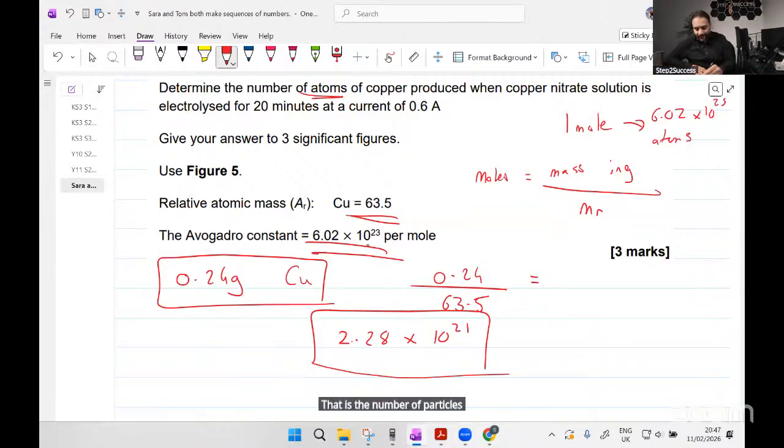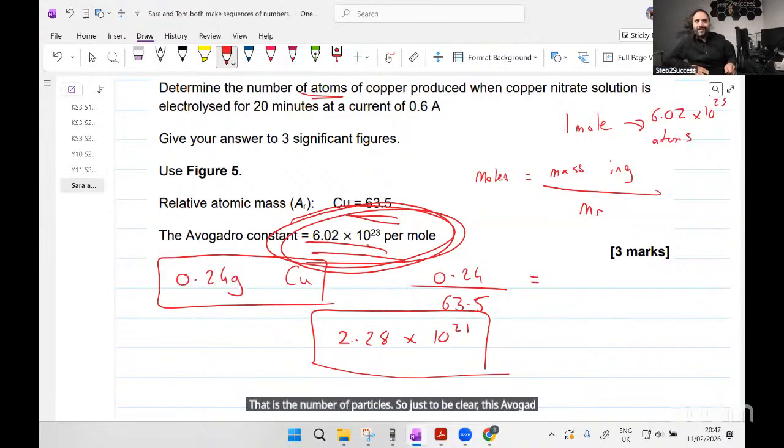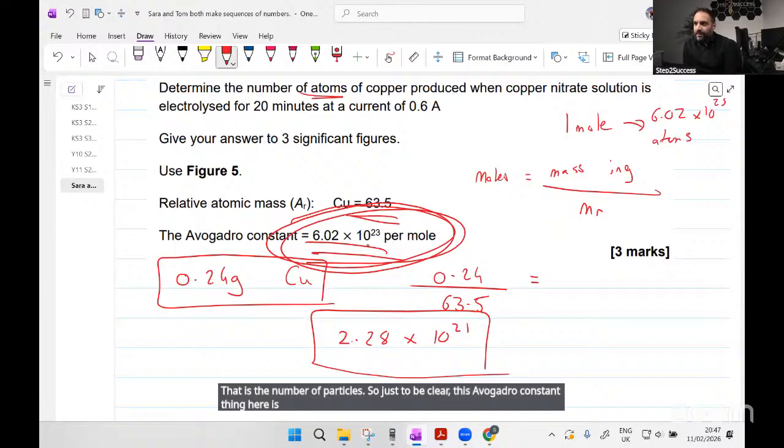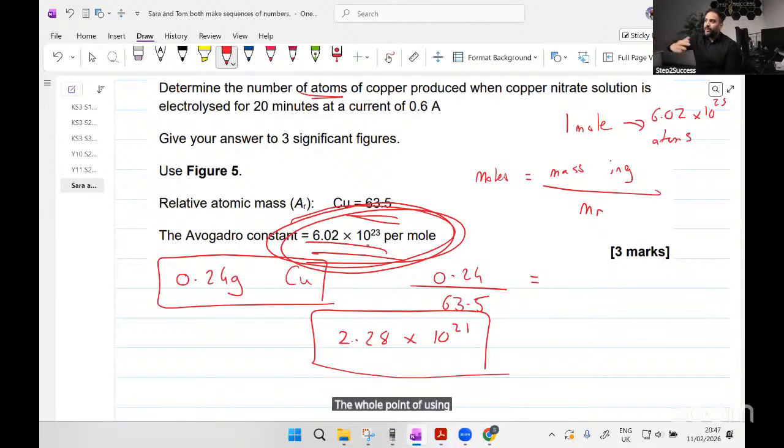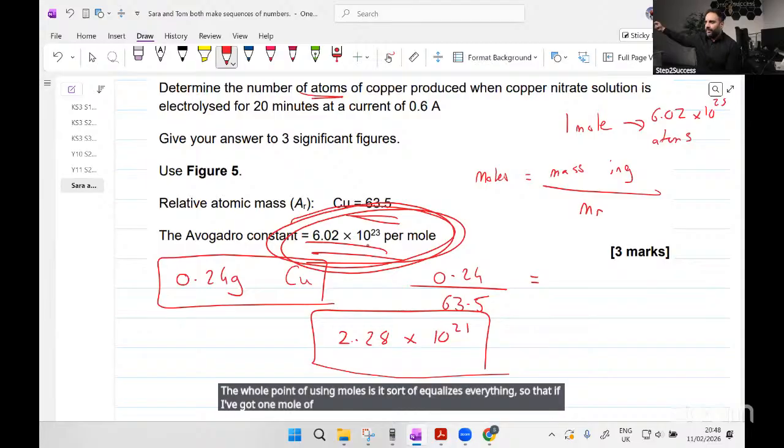So just to be clear, this Avogadro constant thing here is a value for how many particles there are in a mole. The whole point of using moles is it sort of equalizes everything so that if I've got 1 mole of something and 1 mole of something else, I know that the number of particles is exactly the same. And we care about particles because they're the things that get involved in a chemical reaction.